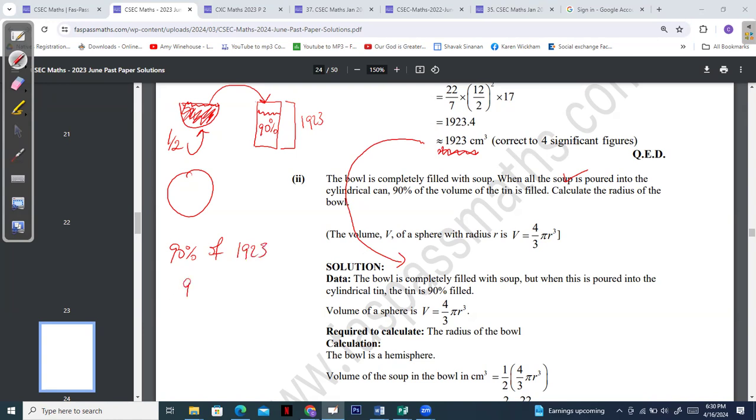Somebody with a calculator, let's go. 90 over 100 times 1923. Calculators, how do we do this? 90 divided by 100 times 1923. Tell me what you get.